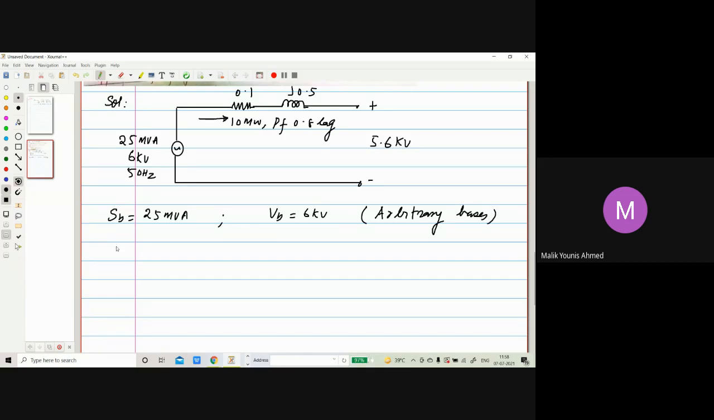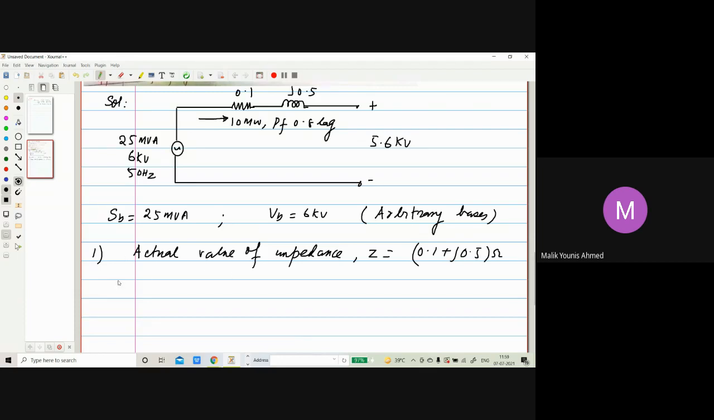Okay. Now first, what is the actual value of impedance? Given in the question, the actual value of impedance, that is, we can write it as Z, will be given as 0.1 plus j0.5. This is in ohms. That's the same as I have drawn in the circuit itself.